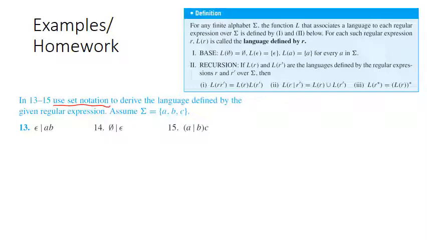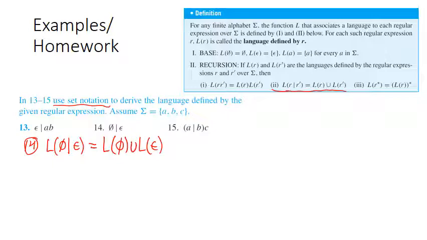Okay, so I'm going to do number 14 first. What I want is the language that is defined by this regular expression, so I'm going to place it in the L parentheses like that. Then I'm going to use part 2 of the definition right there to split this into a union. So this is going to be the union of the language defined by the empty set and the language defined by the empty string.